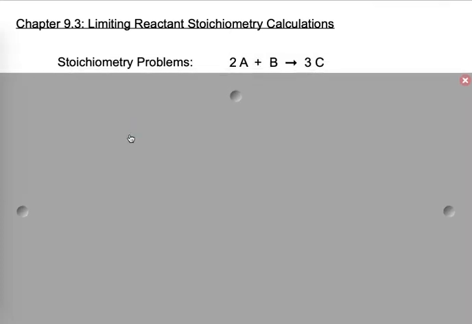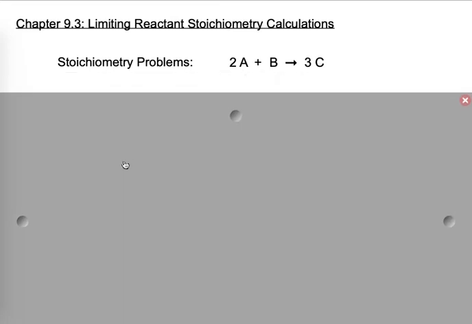In this video, I'd like to talk about limiting reactant stoichiometry calculations as described in Chapter 9.3 of your textbook. We learned earlier in the unit that all stoichiometry problems begin with a balanced chemical equation. For example, 2A plus B forms 3C. We learned that this means that for every 2 moles of reactant A, we need 1 mole of reactant B to completely use it up, and we expect to get 3 moles of product C.